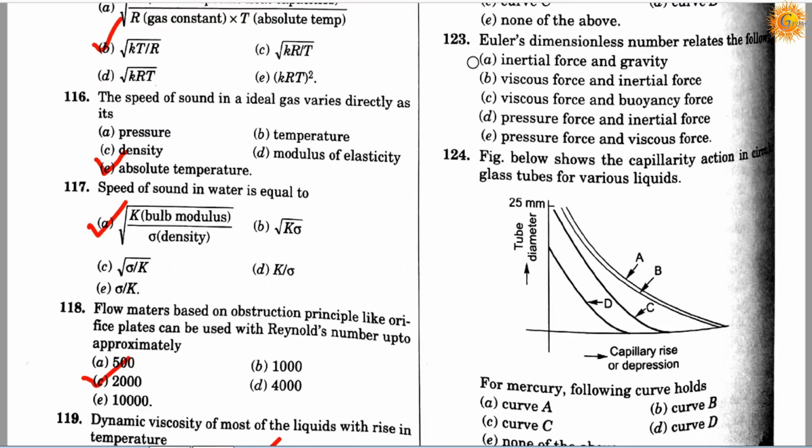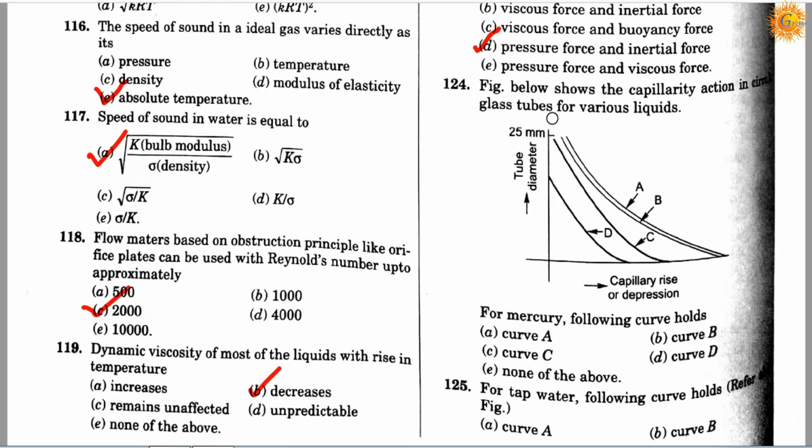Question number 123. Euler's dimensionless number relates the following: option A, inertial force and gravity; option B, viscous force and inertial force; option C, viscous force and buoyancy force; option D, pressure force and inertial force; option E, pressure force and viscous force. So the correct answer is D. It will be pressure force and inertial force.